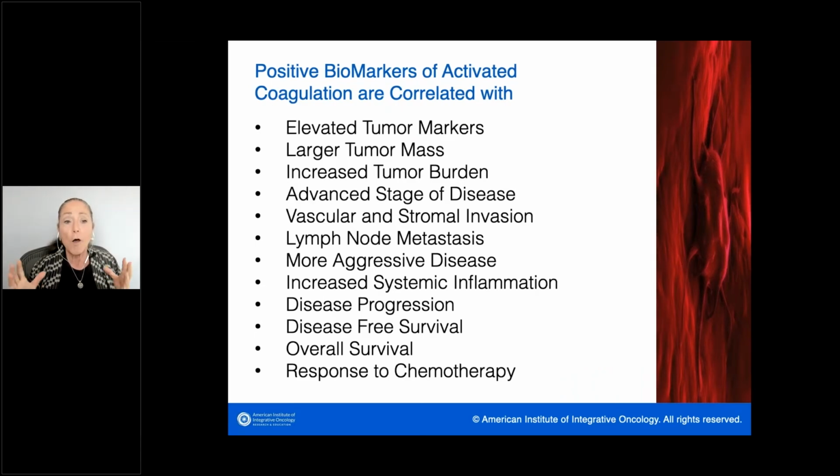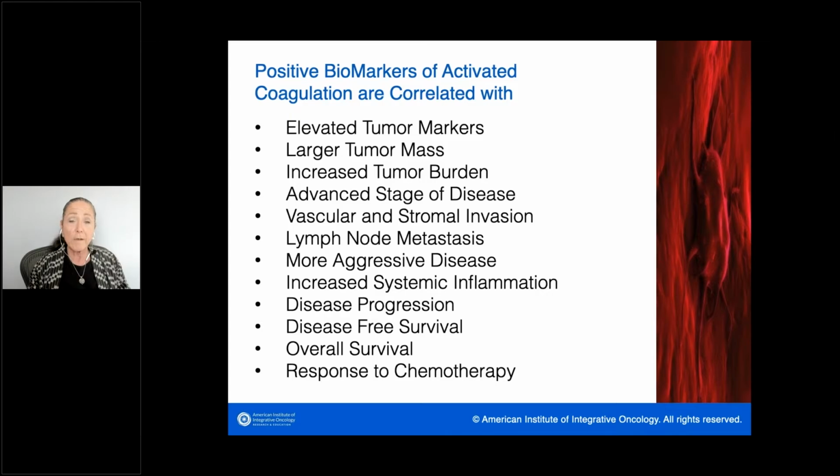We will see concurrently that the tumor markers are higher. There's more tumor mass. There's more tumor burden. It's in a more advanced disease, the more coagulation you have. You will have invasion into the blood vessels and into the stroma and the extracellular matrix. This is an invasive physiology. You'll see more lymph node metastasis, more advanced disease, more aggressive disease. You'll see whole body inflammation ramped up. And this is a person who has more disease, the more inflammation you see. So that's the big idea.